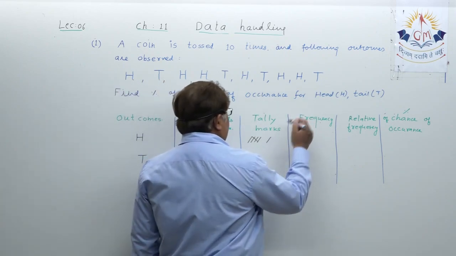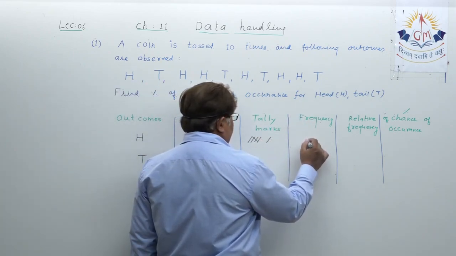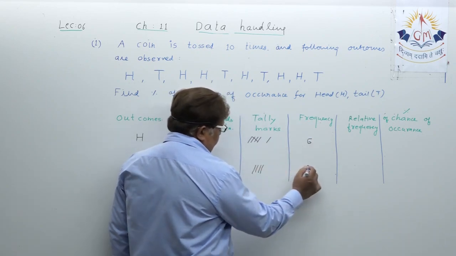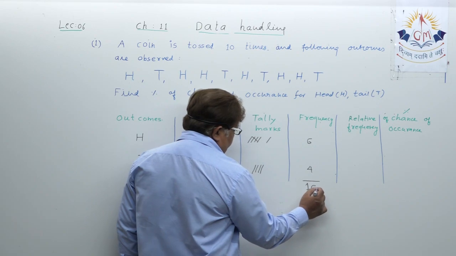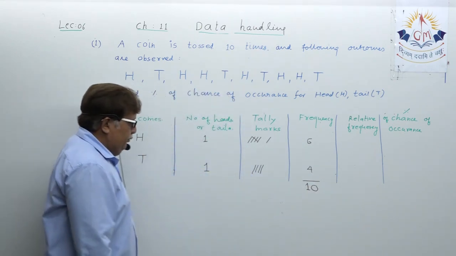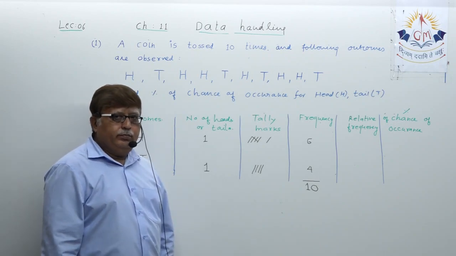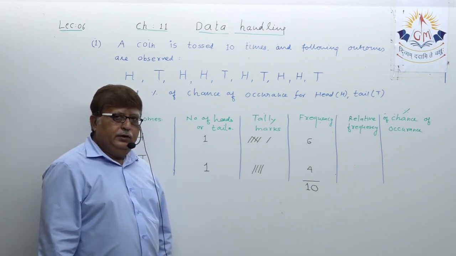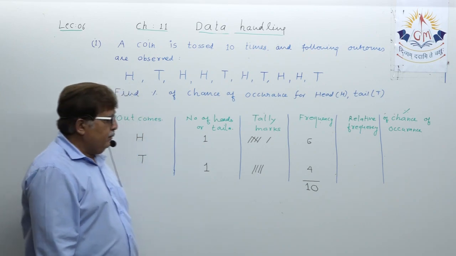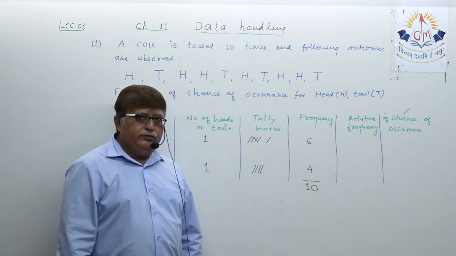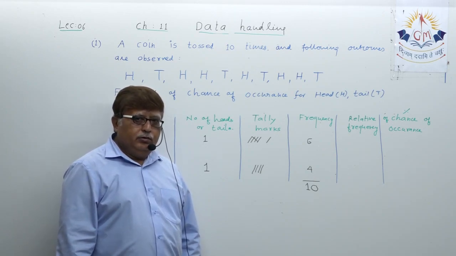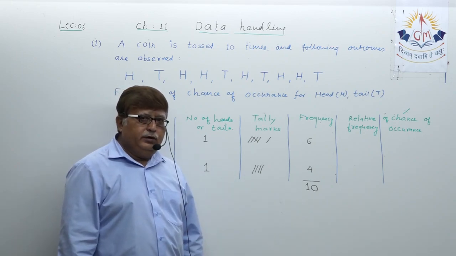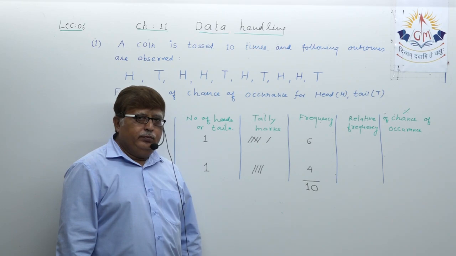Now the frequency is 6. This is 4. And as you know, the total of the frequencies, 10, is also known as the sample space, that you know. Again and again we are utilizing this particular word to make your mindset clear. Total of frequencies is always known as sample space.